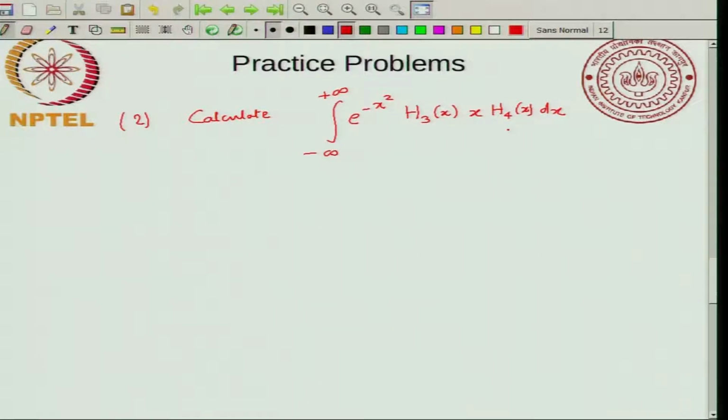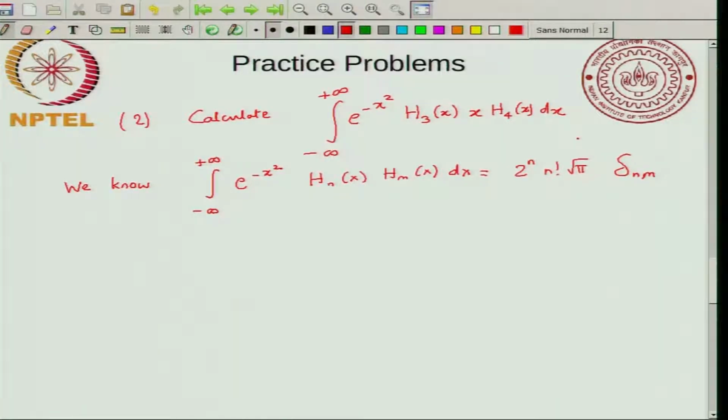Okay. Now what we know is that the integral from minus infinity to plus infinity of e to the minus x square hn of x hm of x dx is equal to 2 raised to n, n factorial, root pi times delta n m. Okay, so if n is not equal to m, it is 0. If n is equal to m, then it is this number. Okay. So now how will you calculate this? So here you don't have just h3 into h4, you have h3 x h4.